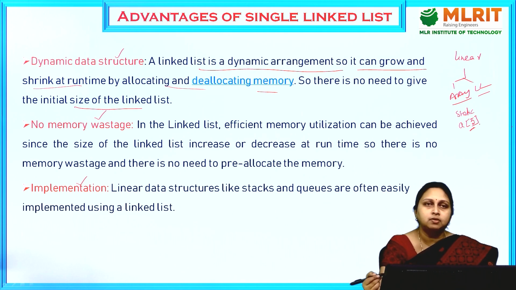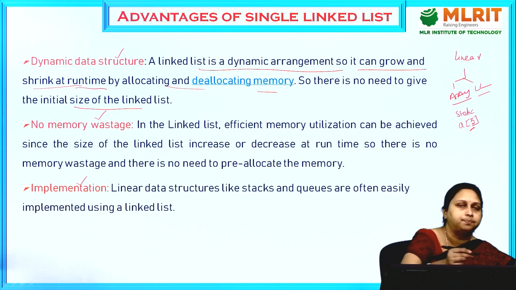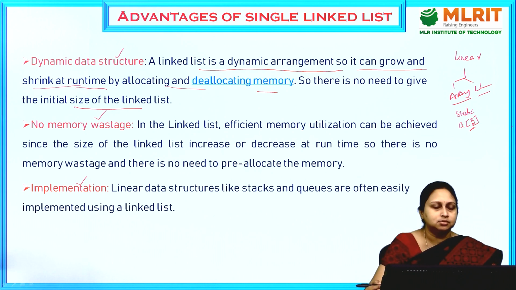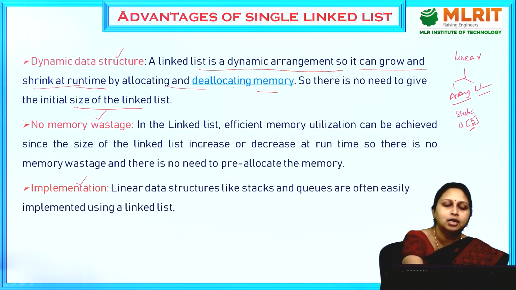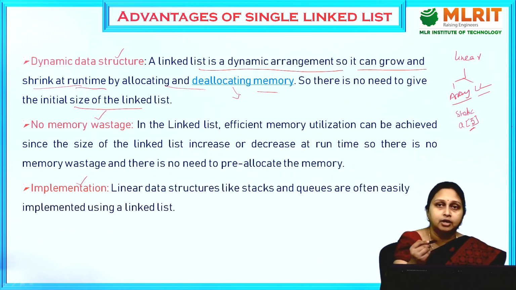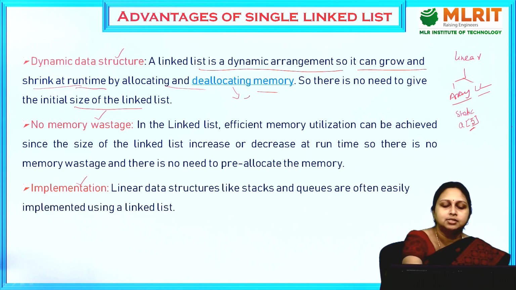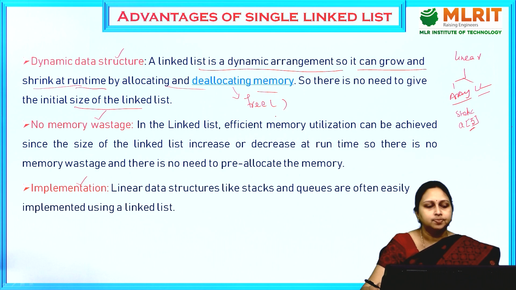Here, the memory will be allocated at runtime. Based on this, the size of memory, whatever you want, can be increased as well as decreased. Whenever we want to allocate the memory, it will be allocated. If you want to deallocate the memory, we can deallocate it and use it for some other purpose. That is nothing but by using the free function, we are going to deallocate the memory. This is how the dynamic data structure is one of the advantages of a single linked list.